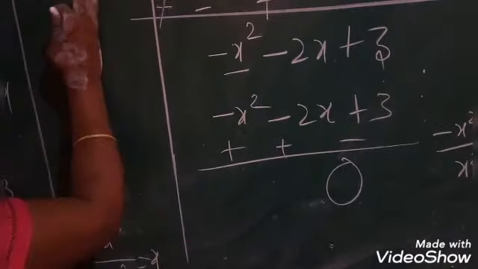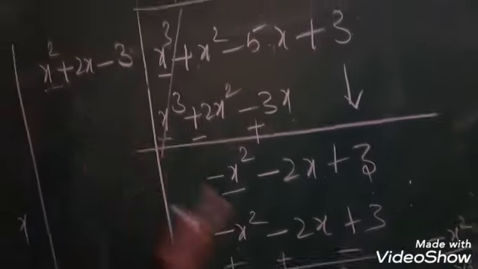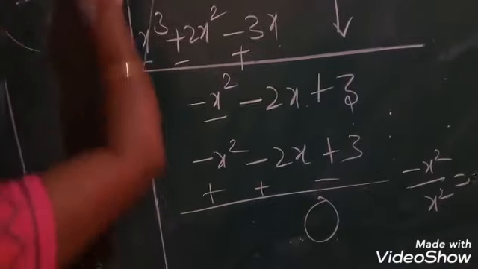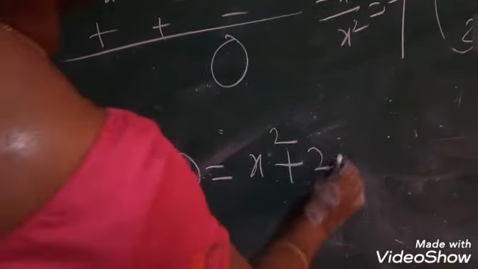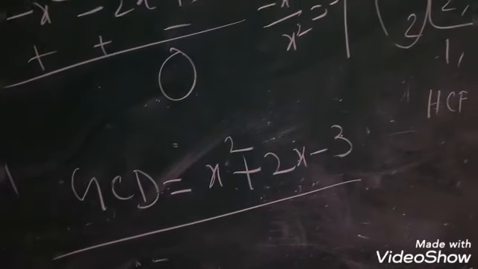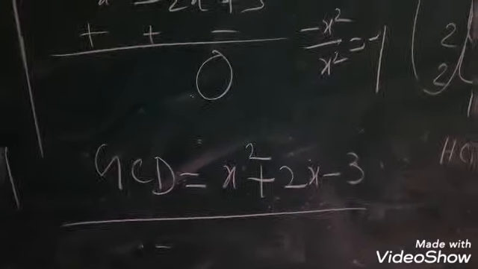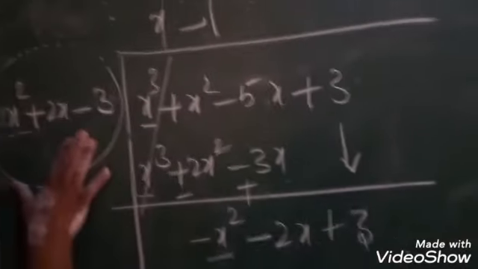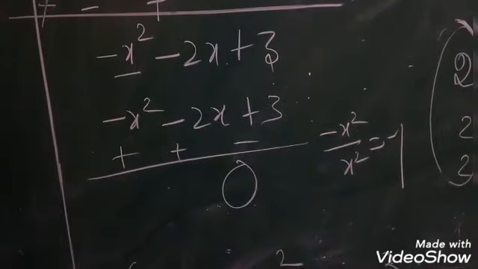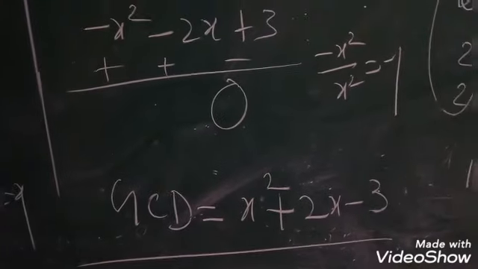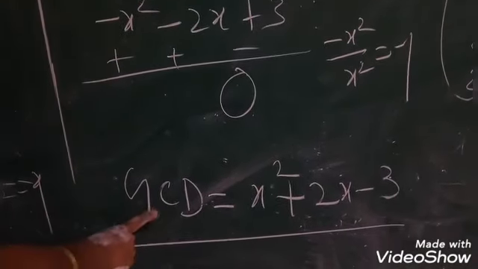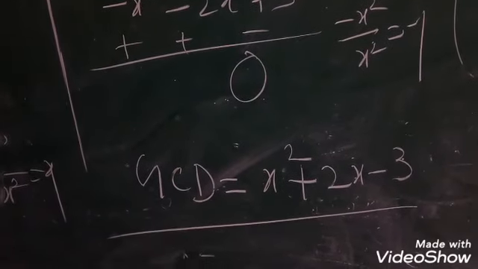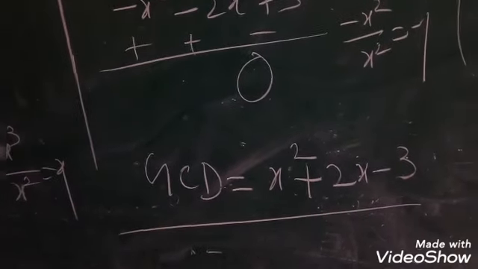So the divisor by which, if you divide, you will get 0, that divisor is called the GCD. Now the GCD is x squared plus 2x minus 3. Have you all understood this, girls? Don't write the quotient, girls. The divisor is called the greatest common divisor, GCD. Okay? Have you all understood, girls?